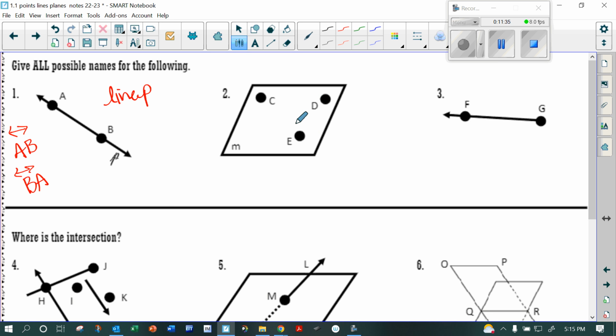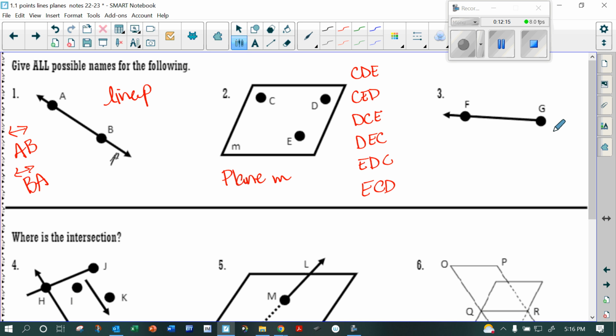All right, so here we have a plane, and this plane has a lowercase m here, so I could call this plane M, or any combination of 3 letters. So CDE, CED, DCE, DEC, EDC, ECD. So any combination, it doesn't matter, they're all correct.